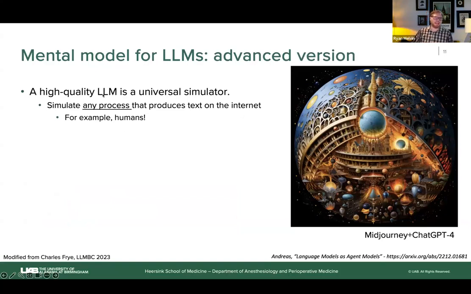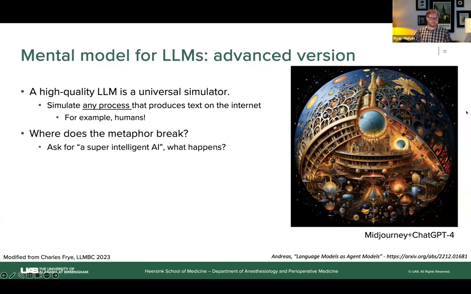And that's that any high quality large language model is a universal simulator. What I mean by that is it can simulate any process that produces text on the internet. Humans are such a process. And so we can simulate humans. You might ask, well, where does that metaphor break? Is it truly a universal simulator? Are there things it can't simulate?